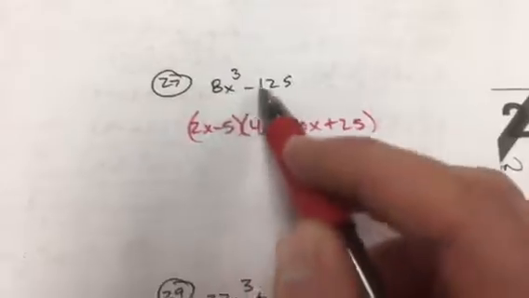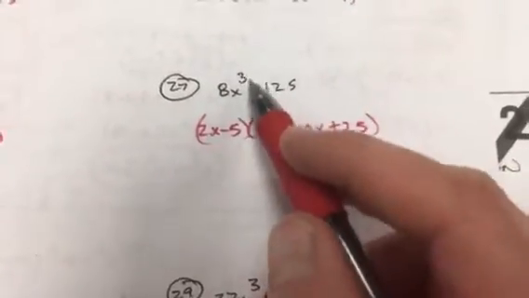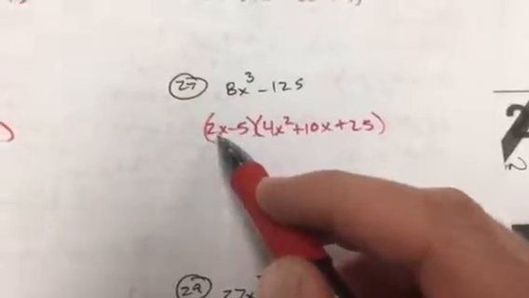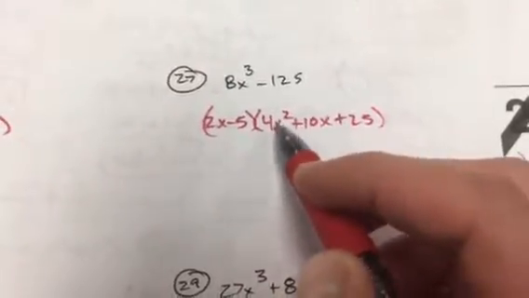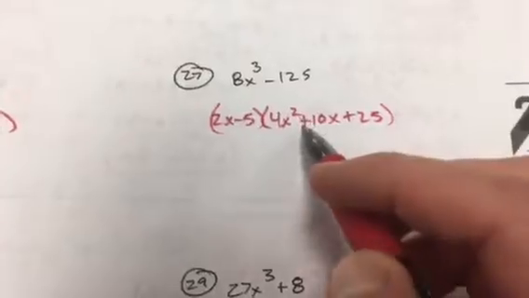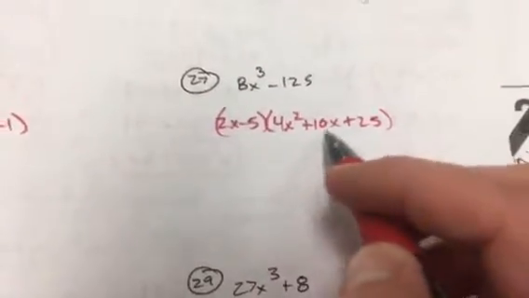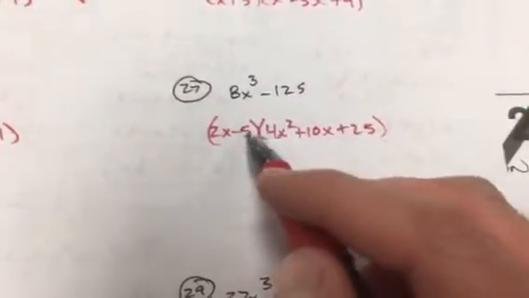On 27, you're going to take the cube root of 8, which is 2. Same sign, minus. Take the cube root of 125. 5 times 5 times 5 is 125. That's why it's minus 5. You're going to take 2x and square it, 4x squared. This is a negative, this is a positive. Take the inner product of 2x and 5. That's 10x. You're going to take 5 and square it, 25.